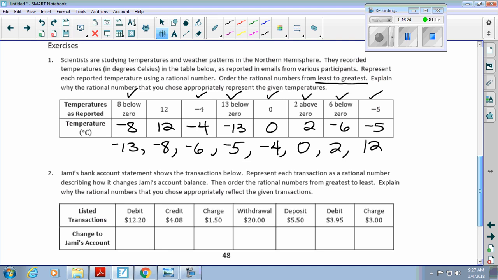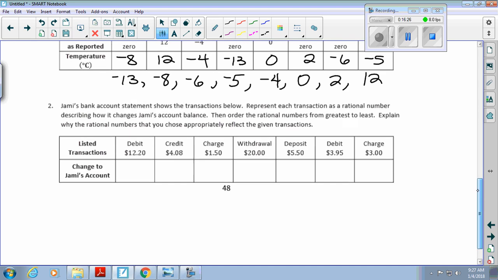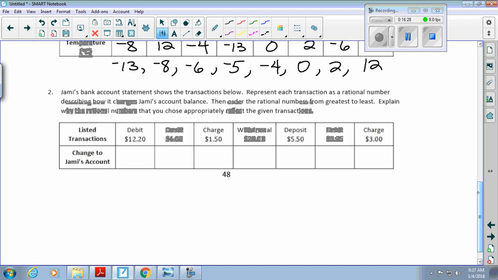The next question, I'm going to have you work with a partner on. So your job is to think about whether or not debit or credit are positives or negatives, and then order these from, if you read up here, greatest to least. You're looking for the biggest to the smallest. Any questions on what you're doing? I'm going to have people work with their table mates, so why don't you guys get started and I'll pause the video.